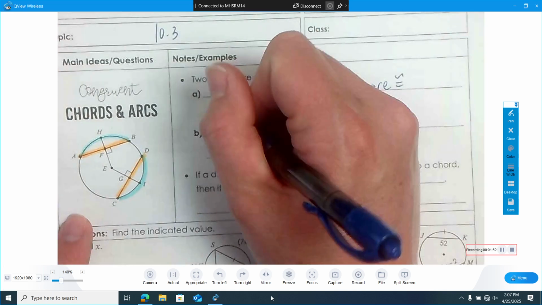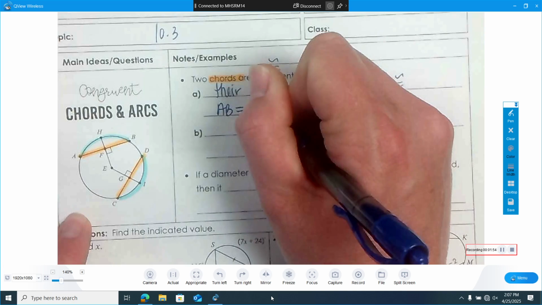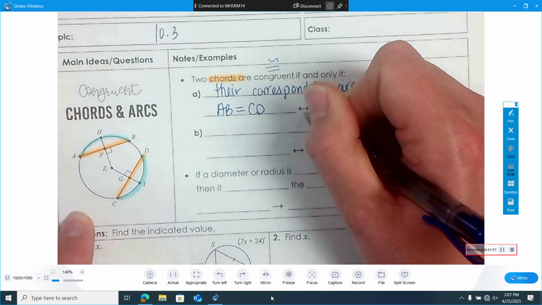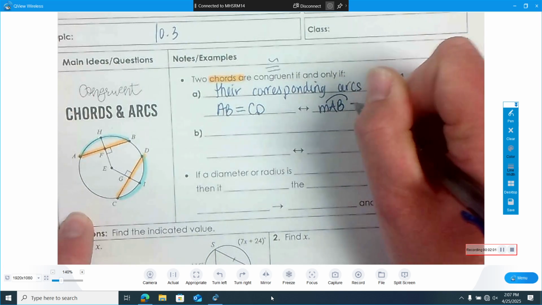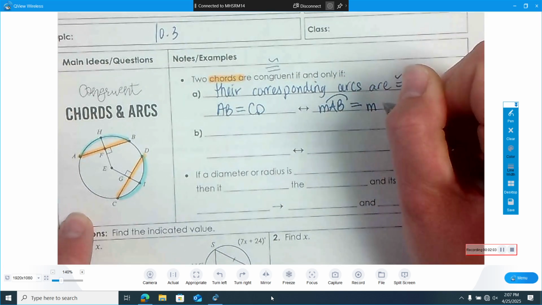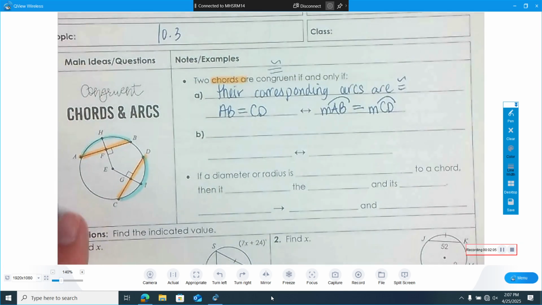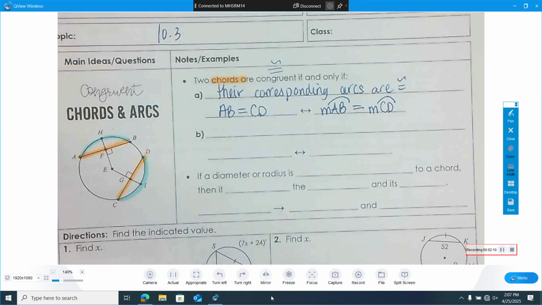Okay, so AB is equal to CD if the measure of arc AB is equal to the measure of arc CD. So if the arcs are congruent, then the chords are congruent. If the chords are congruent, then the arcs are congruent. Super easy.